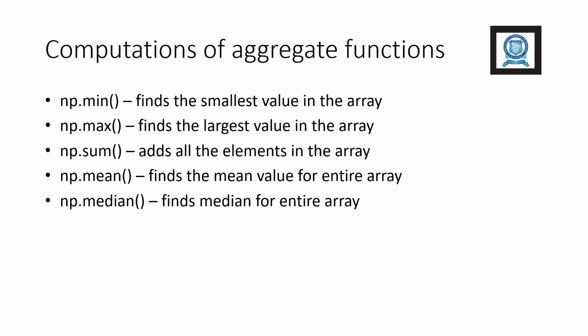np.min finds the smallest value in the given array. np.max finds the largest value in the given array. np.sum adds all the elements in the given array. np.mean finds the mean value for the entire array. np.median finds the median for the entire array.